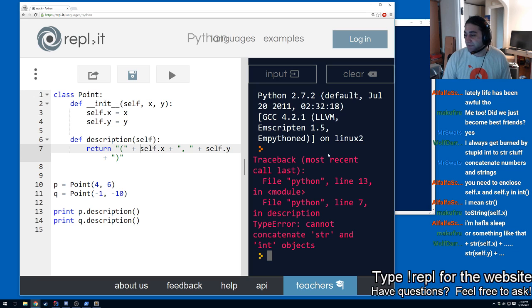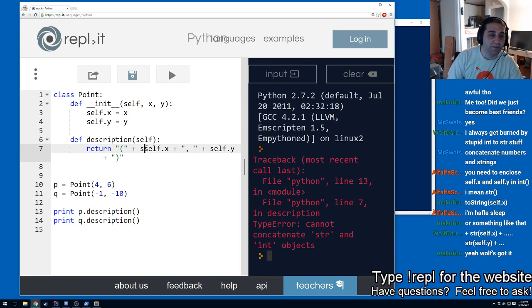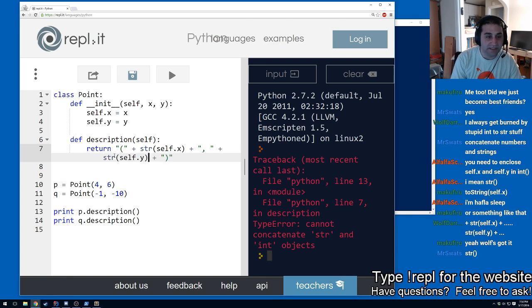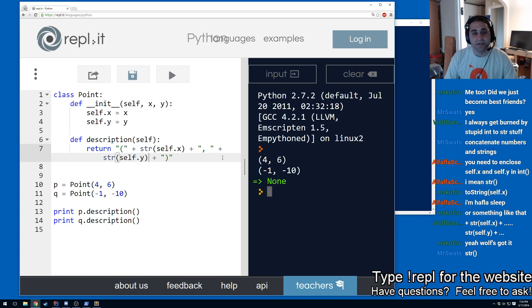All right, so I see Wolf Darrigan, Alfalfa got it right. McAfee, yeah, you have the right concept, right? So Python, if you remember, doesn't implicitly convert types, so you have to explicitly convert them and say, yep, this is a string. So there you go.